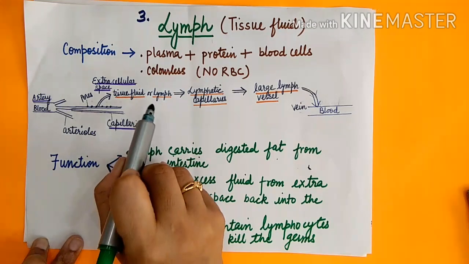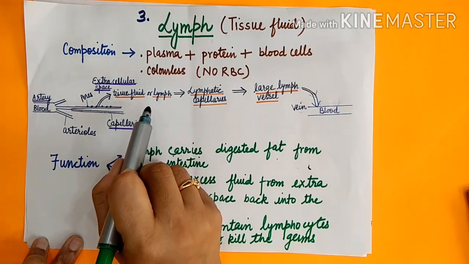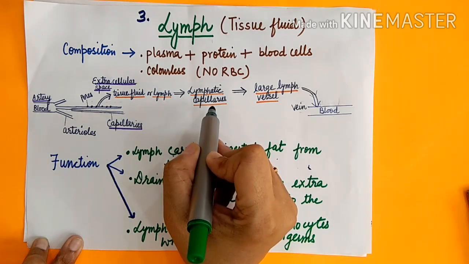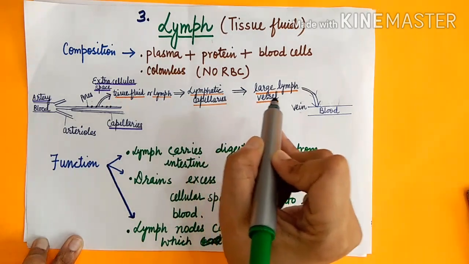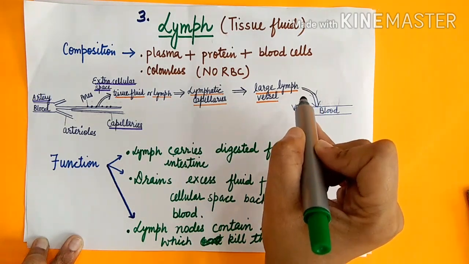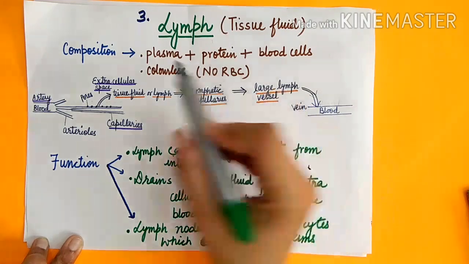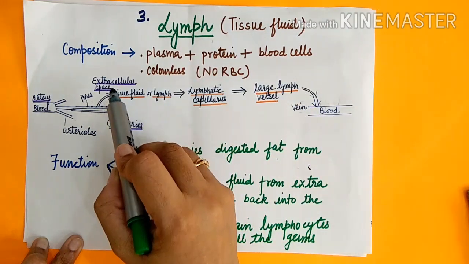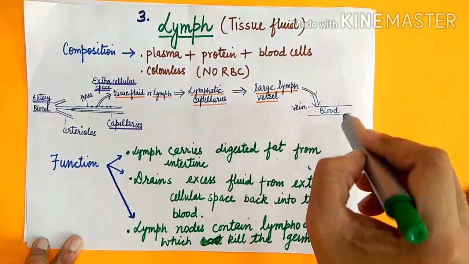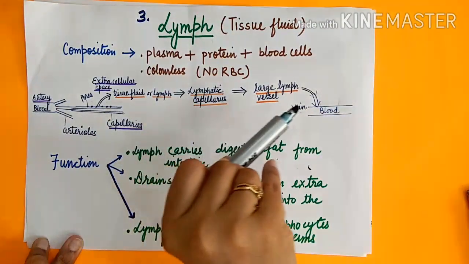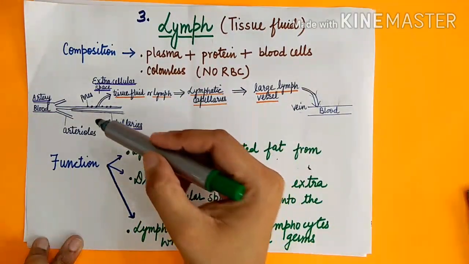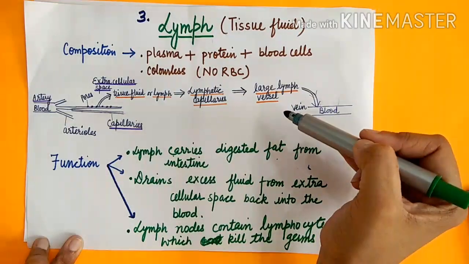Clear, right? Lymph drains all excessive fluid into the lymphatic capillaries, followed by lymph vessels. Finally, all the lymph is removed from the extracellular space into the vein and mixes with the blood. So this is the parallel lymphatic system which works with the blood circulatory system.